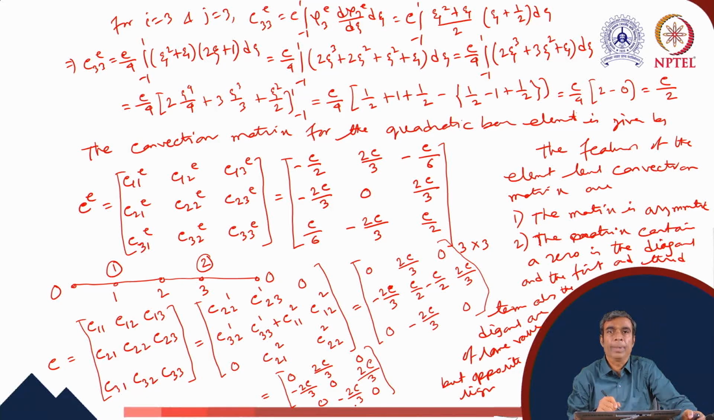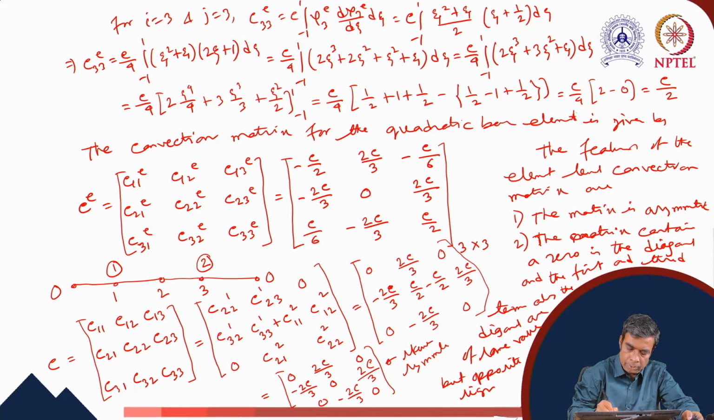So we have seen that the property which we have seen for the two-noded or linear bar element is expectedly preserved for the three-noded or the quadratic bar element. So the quadratic bar elements also give a skew symmetric convection matrix. So we get skew symmetric convection matrix using the quadratic bar element.